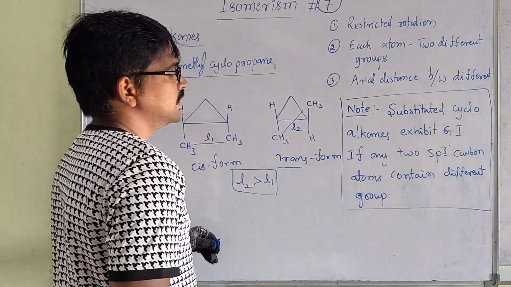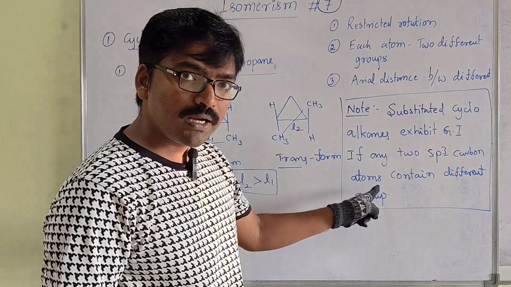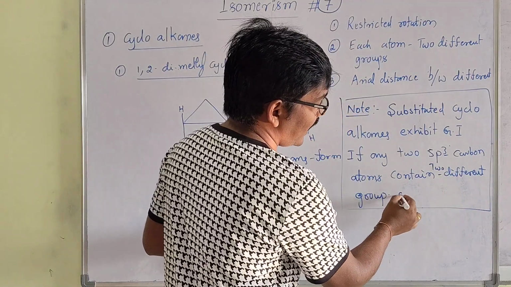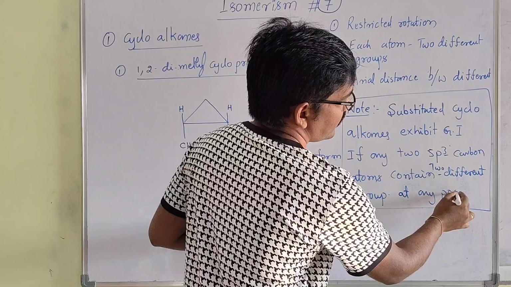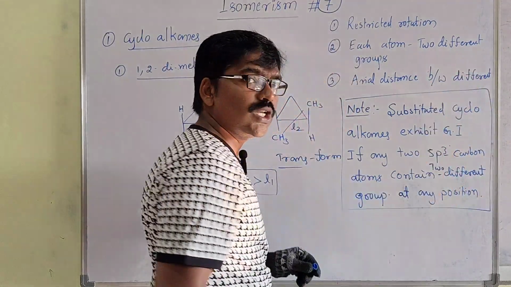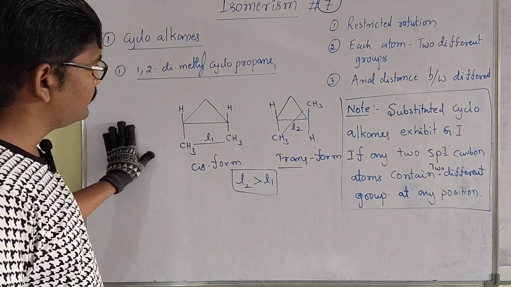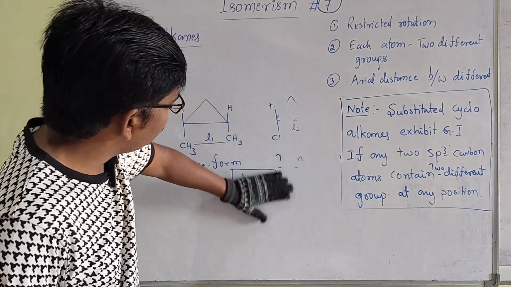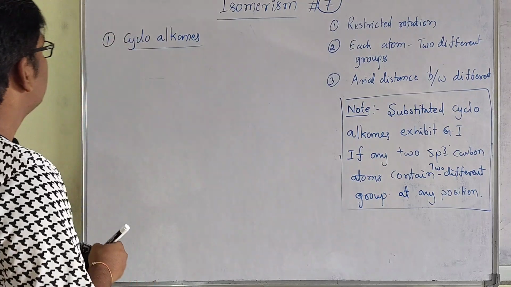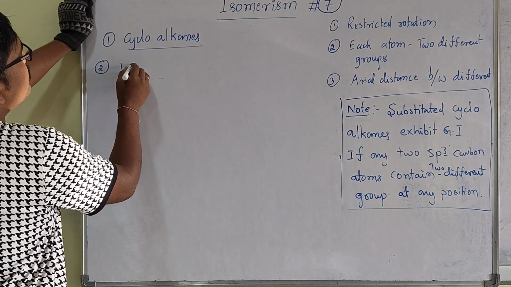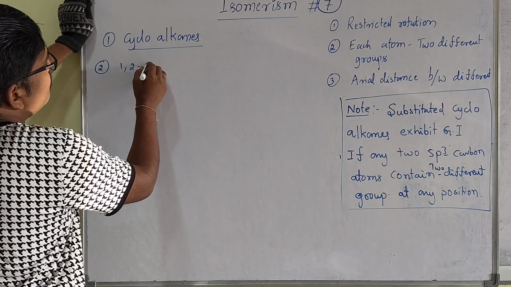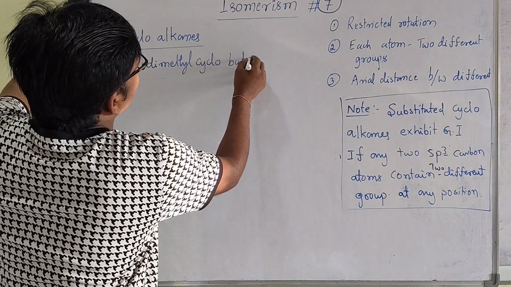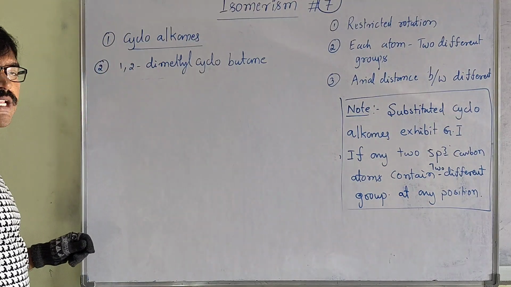Substituted cycloalkanes: if any two sp3 hybridized carbon atoms contain two different groups at any position, that will be possible. Here we have seen one example, that is 1,2-dimethyl cyclopropane. Second example, 1,2-dichloro or dimethyl cyclobutane. 1,2-dimethyl cyclobutane.